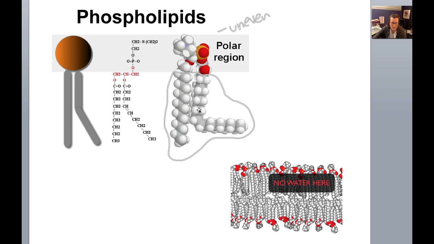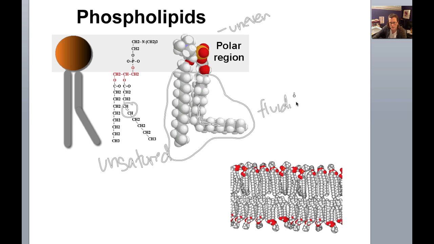Now notice there's that kink. We talked about the kink in biochemistry. We have a double bond here. These carbons are unsaturated with hydrogens, which means that it basically helps maintain the fluidity of this membrane, which is really, really critical for life.